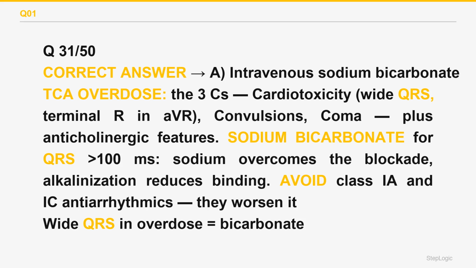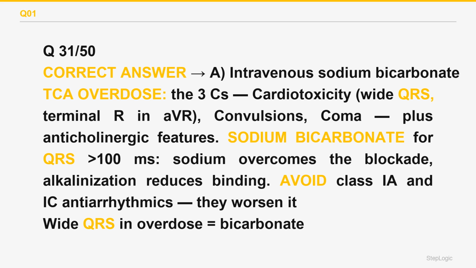Choice C is the trap that looks clever. Physostigmine reverses anticholinergic delirium, and this patient is certainly anticholinergic. But in tricyclic overdose, it can precipitate asystole and seizures, and it is contraindicated.